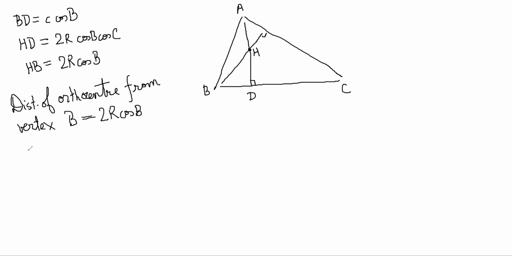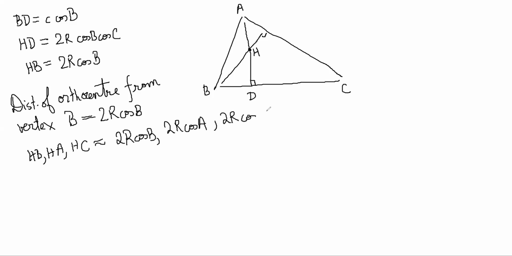So HB, HA, and HC will be similar: 2R cos B, 2R cos A, and 2R cos C. In triangles, if you get one result, then you get all the symmetric results. You understand? There is no difference. You can do the same thing for the other angles also, right? So now this is a standard result that you should know.